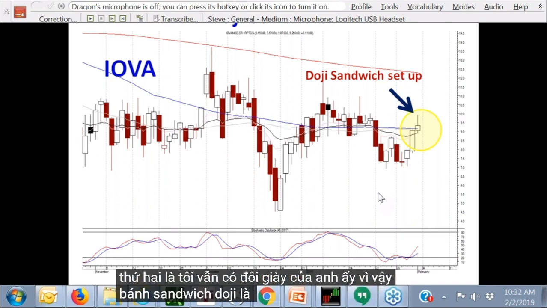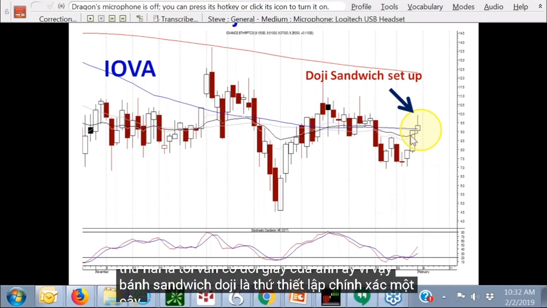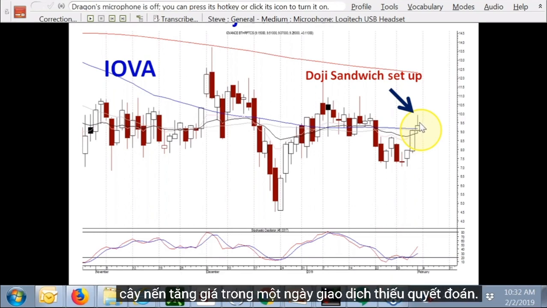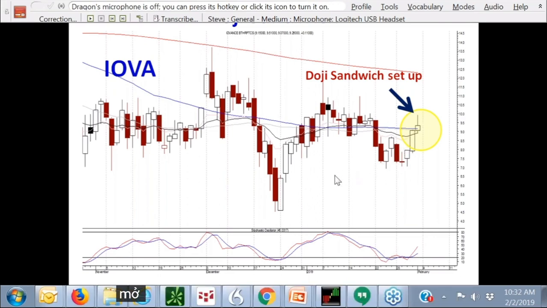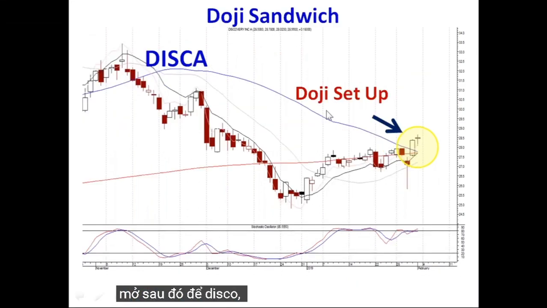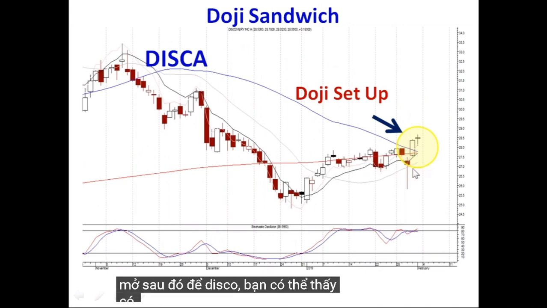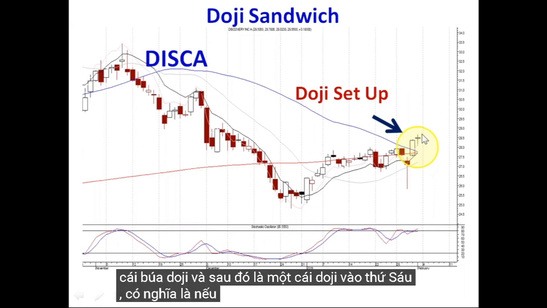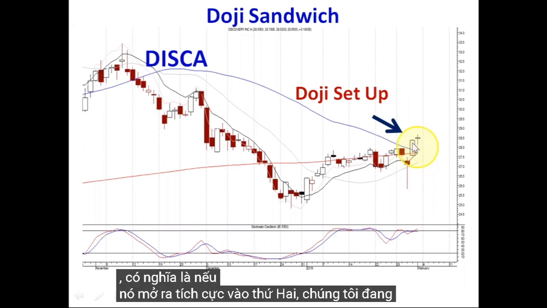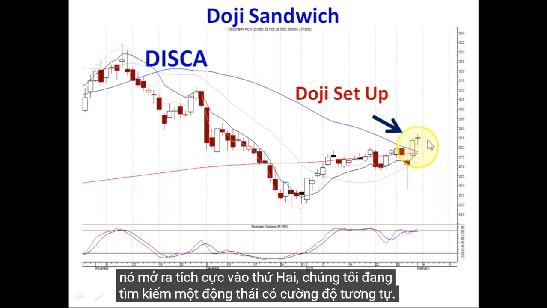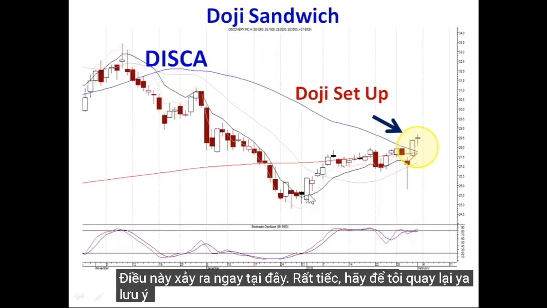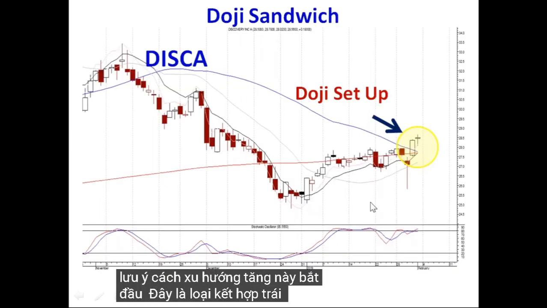So the doji sandwich is what set up exactly. A bullish candle, an indecisive trading day, a doji. Then we're looking for a positive open after that. So Disca, you can see there's been a strong reversal off a doji hammer and then a doji on Friday, which means if it opens positive on Monday, we're looking for the same magnitude move as this right here. Notice how this uptrend started. There's your kind of left-right combo.